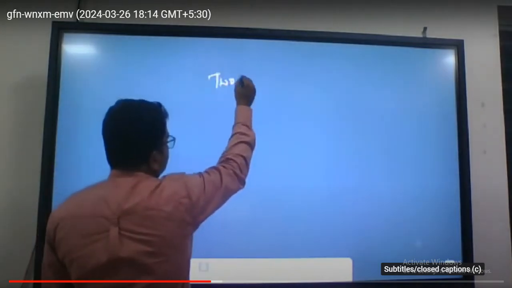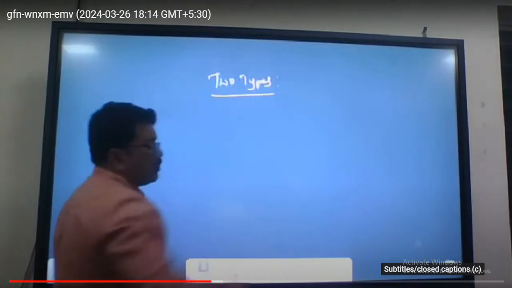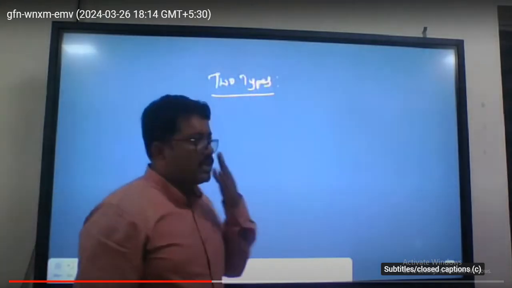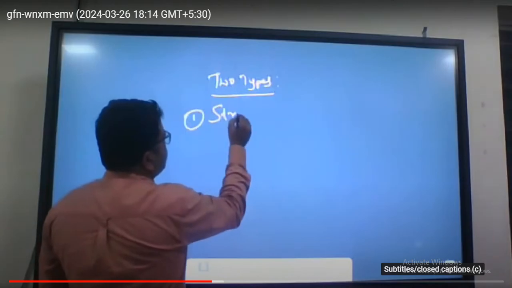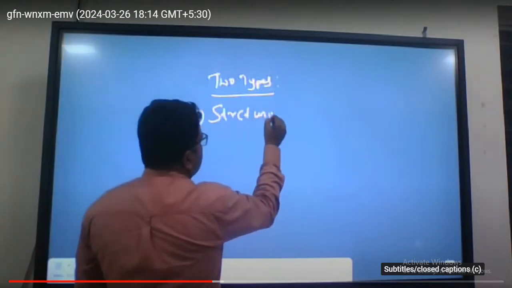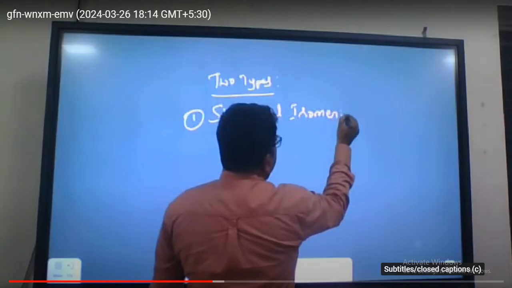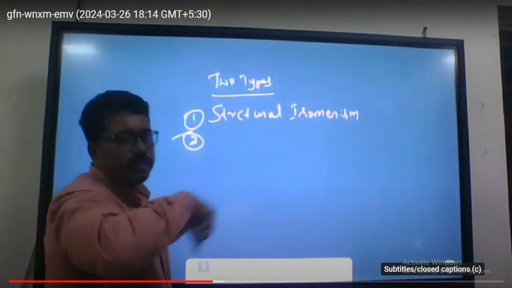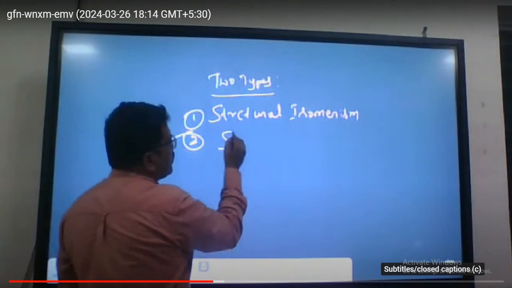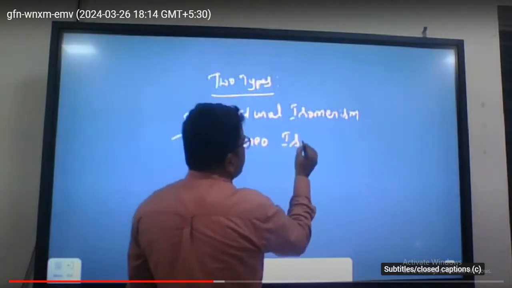There are two types of isomers. Structural isomerism. Next, stereoisomerism.